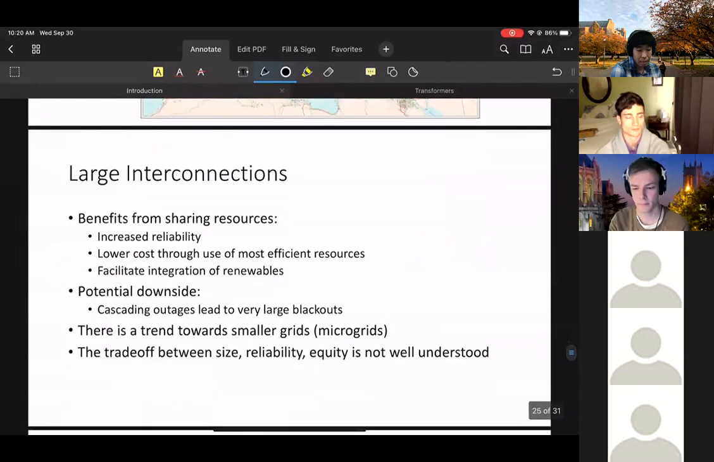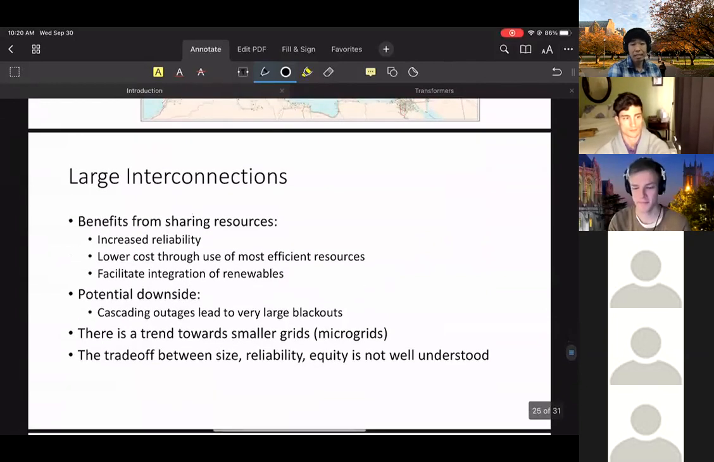So we have an interesting balance. On one hand, a large system is more resilient. On the other hand, it is less reliable. So that's an interesting trade-off. And this is actually not all that well understood.